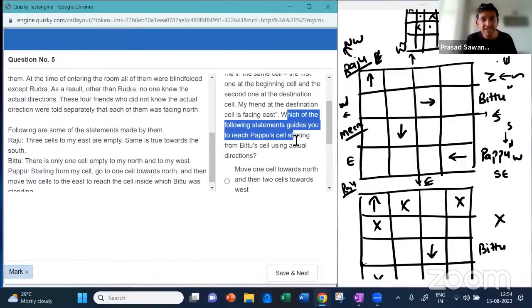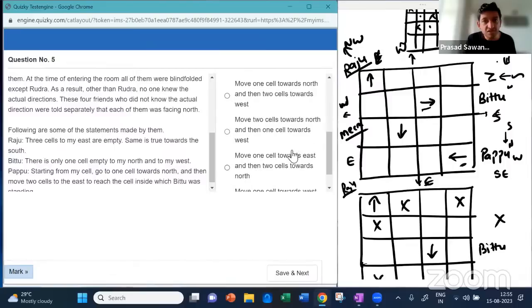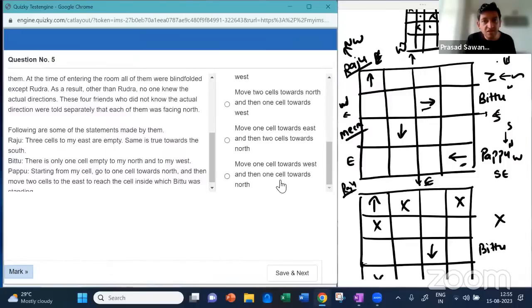Which of the following statements guides you to reach Pappu's cell starting from Bittu's cell? Bittu किधर है? Bittu इधर है. And Pappu is here. So actual इसमें we have to go, if this is east, so Bittu says I need to go one south and two west. One south and two west. If this is right, then we are sorted. One south and two west. Not really.